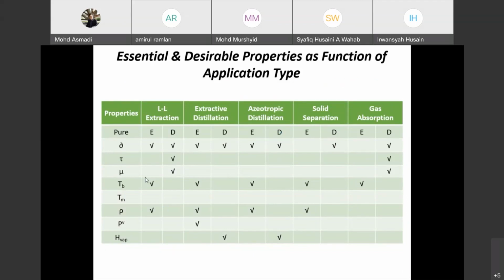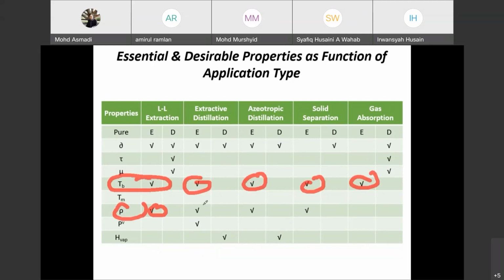Kalau liquid extraction, memang boiling point. Extractive distillation pun boiling point. Isotropic, solid separation and also gas absorption. Ini salah satu contoh lah, antara difference antara essential and desirable properties. Kalau density, density liquid extraction. Kalau awak understand the fundamental of the unit operation yang you tengah belajar tu, you akan tahu.